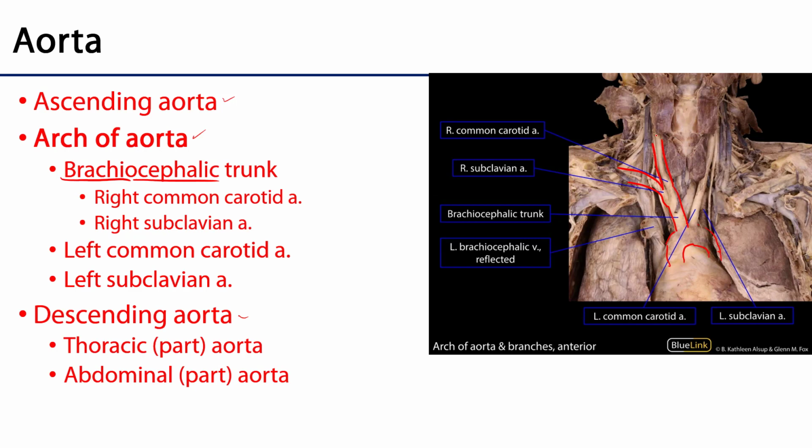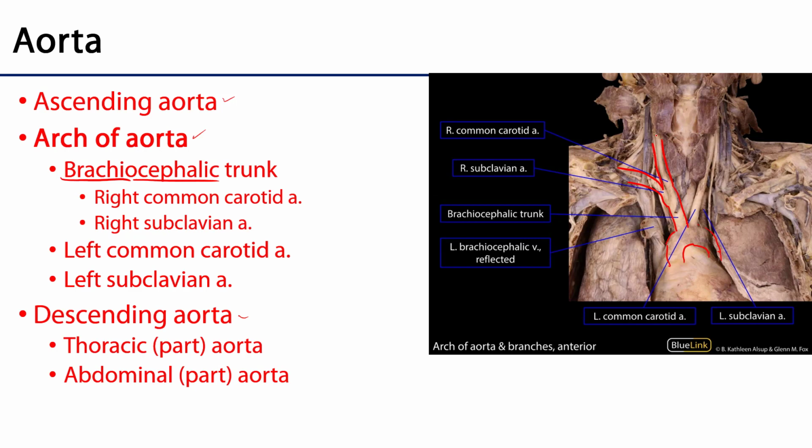Subclavian arteries conduct blood largely to the upper limbs, but they also supply the walls of the thorax and abdomen, as well as the brain, as well as elements of the neck. So those subclavian arteries do a lot, and we'll talk in granular detail about them in a subsequent video.